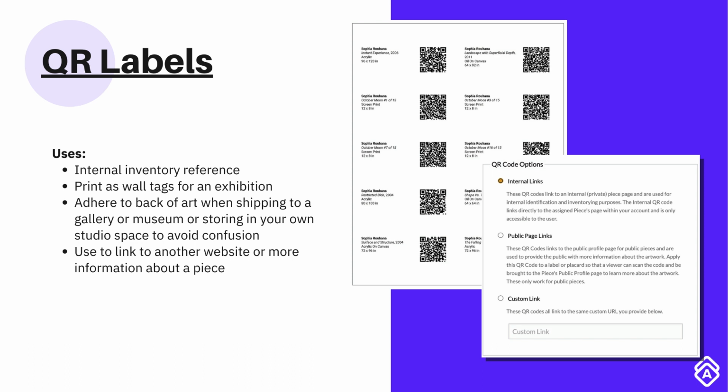And I recommend this only if you want to adhere to the back of a piece and scan for your own or a studio assistant's needs when organizing. This can be really helpful. So this is really for your own internal inventory management. So the next option is the public page links. That's the second option you'll see when you're generating QR codes.